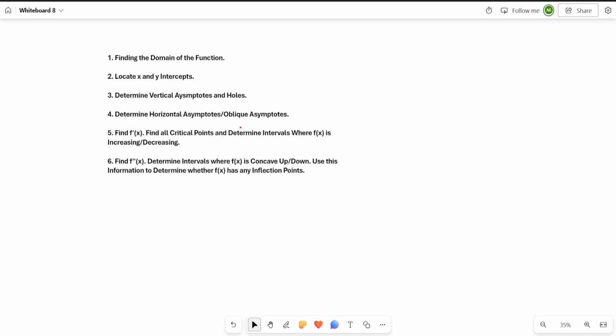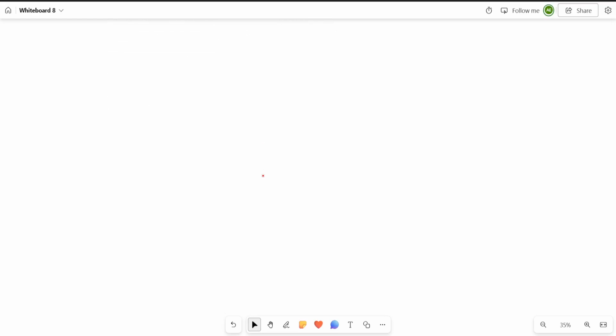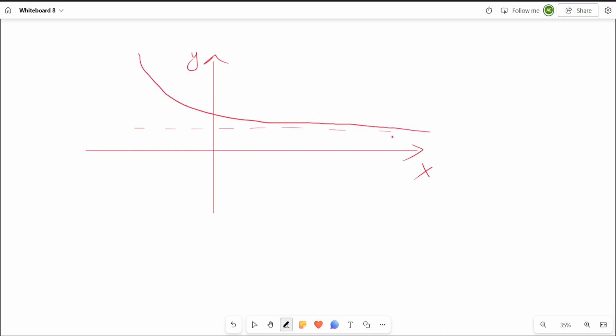So first, let's start by defining what is a horizontal asymptote and an oblique asymptote. Again, an asymptote is a line that the function tends to come super close to, but never touches when x is going to infinity or negative infinity. So if we have a line like this horizontally, our graph is going to keep on approaching this line, however, never ever crossing it. So this line is now a horizontal asymptote.